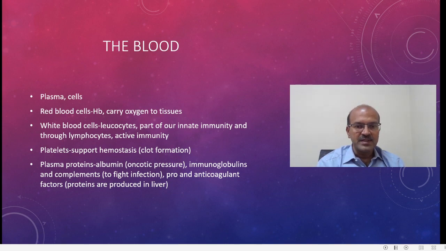The immunoglobulins are another important component in the blood, and as we know, immunoglobulins are important to fight infection. Complements are other proteins which also help to fight infection. And we have a clotting system. We have factors which are pro-clotting, or procoagulant factors, and factors which inhibit clotting, or anticoagulant factors. A good balance of these is important to prevent bleeding or thrombotic manifestations.